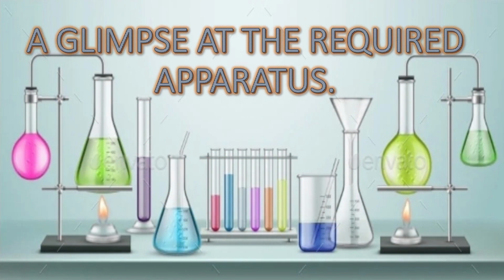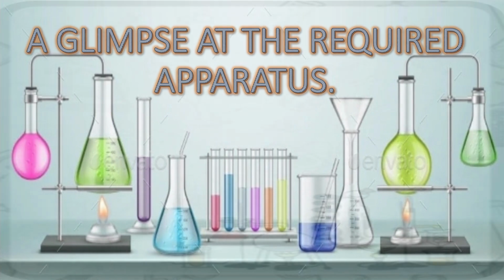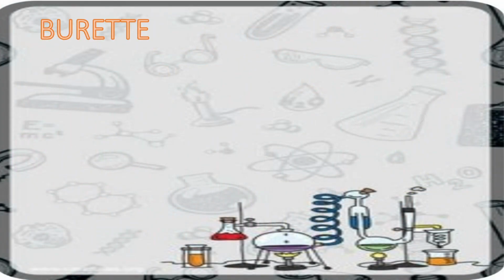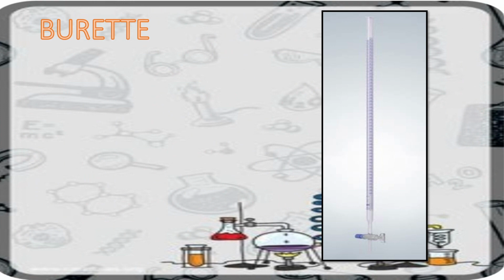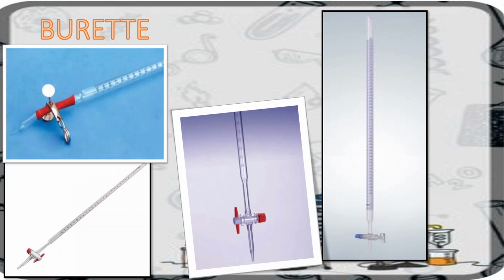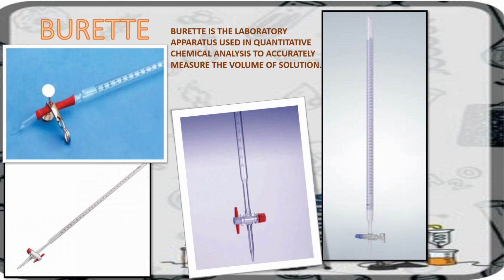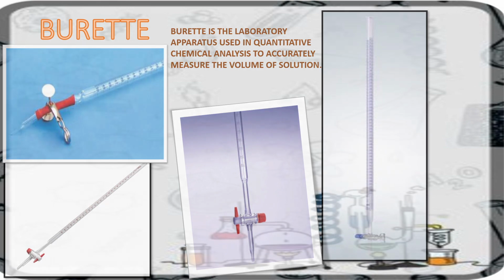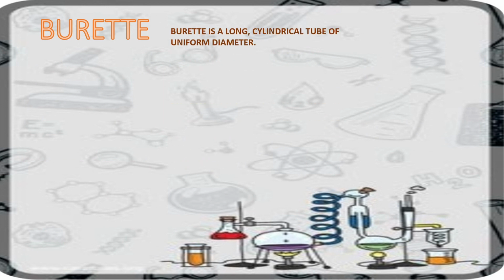Students, let's have a glimpse at the required apparatus. Burette. This is a burette. Burette is the laboratory apparatus used in quantitative chemical analysis to accurately measure the volume of solution. Burette is a long cylindrical tube of uniform diameter.